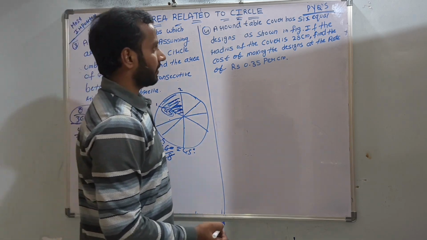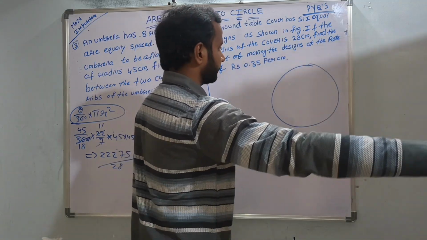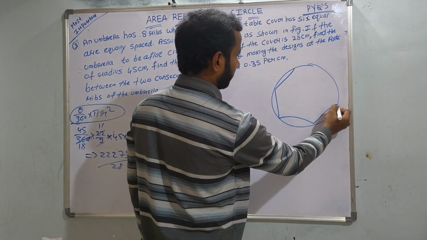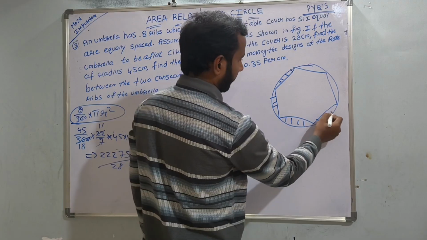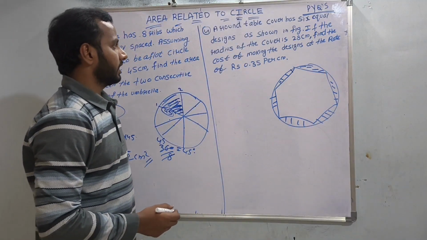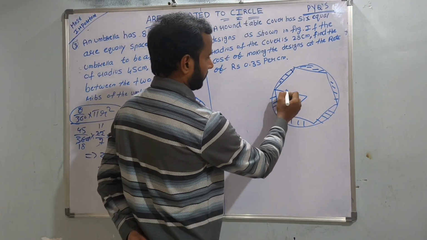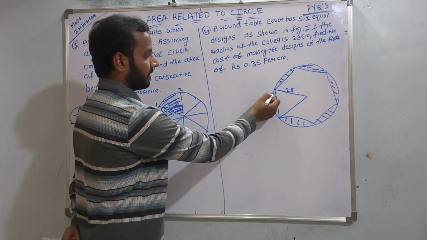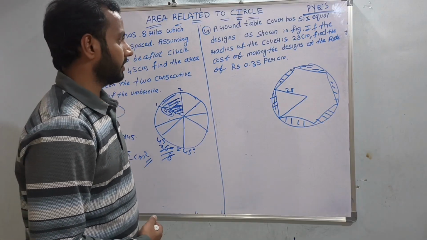Next, a round table cover has 6 equal designs as shown in the figure. The figure they have already given in the question itself. If the radius of the cover is 28 centimeter, find the cost of making the designs. We need to find the cost of making these types of designs at the rate of rupees 0.35 per centimeter square.